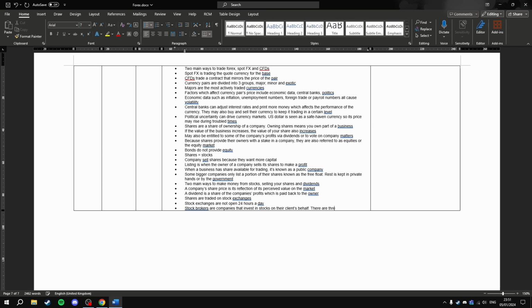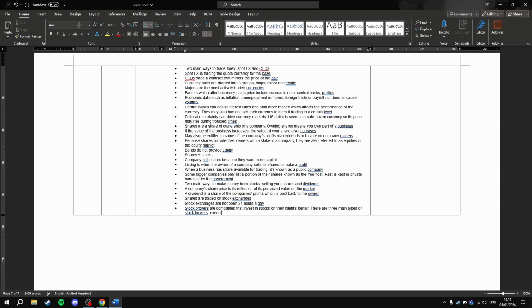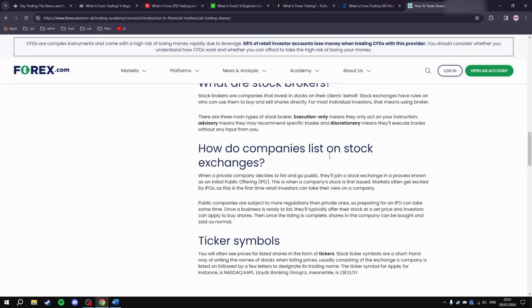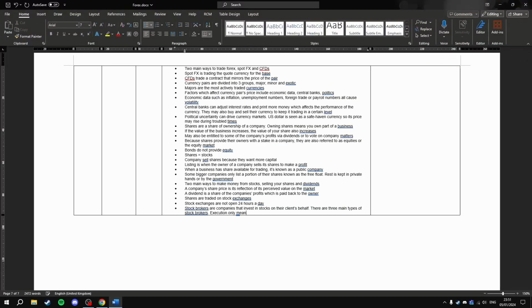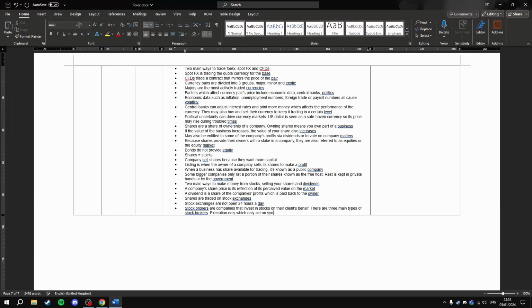There are three main types of stockbrokers. Execution only means which only acts on your instruction.